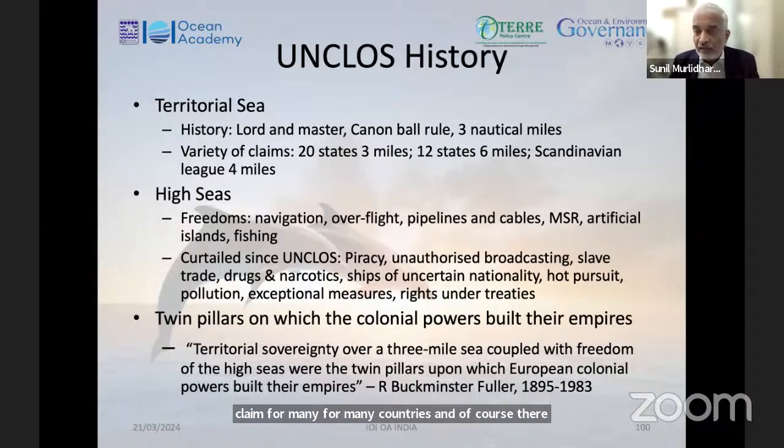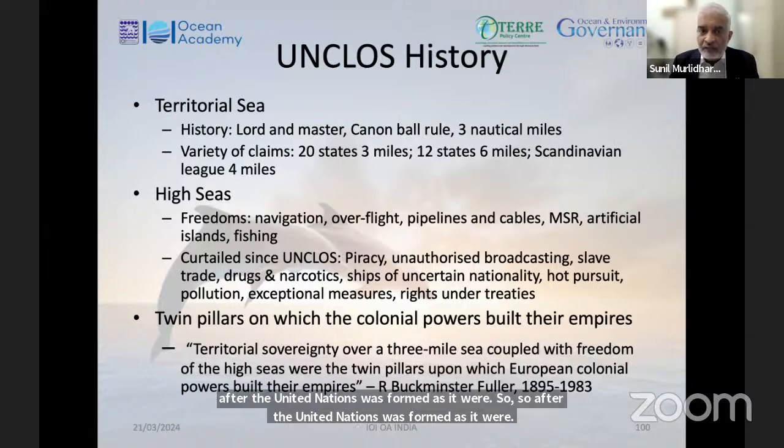There are something like 194 or 196 countries, depending on how you count them, in the world. But in those days, there were fewer countries. I'm talking about the early 50s, 60s, after the United Nations was formed. So there were a variety of claims. 20 states had 3 miles. 12 states had 6 miles, and there was a Scandinavian league for 4 miles.